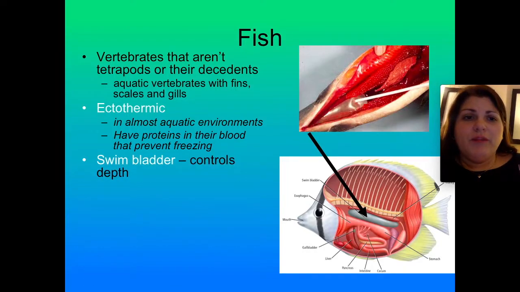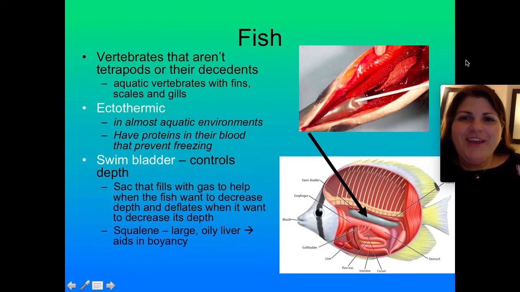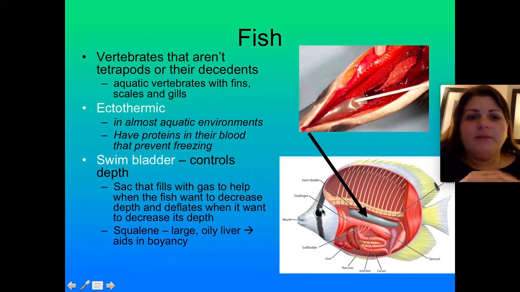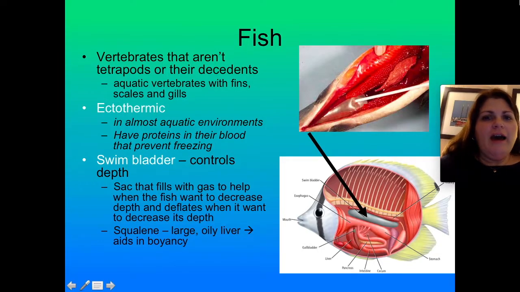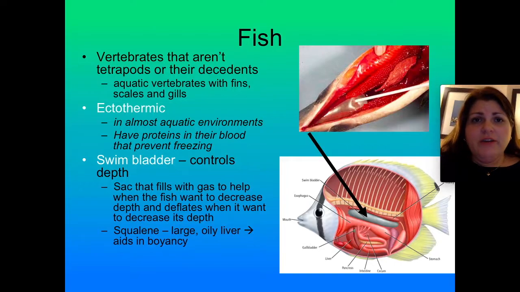Another adaptation fish have that helps them survive is a swim bladder. A swim bladder acts as a little balloon that can inflate or deflate to help them control their depth. So a swim bladder is this structure here in a fish and here in the diagram, and again that can inflate or deflate to help control their depth. Some fish, like sharks, don't have swim bladders, and so consequently they produce an oily substance called squalene in their liver, and that helps them control their buoyancy.